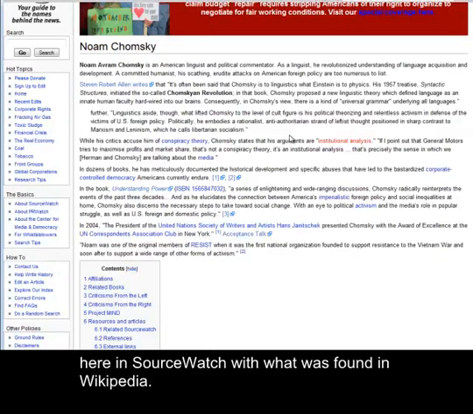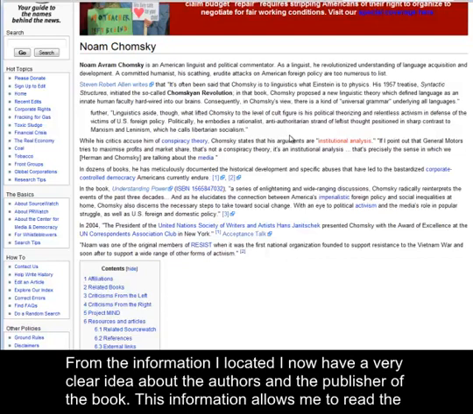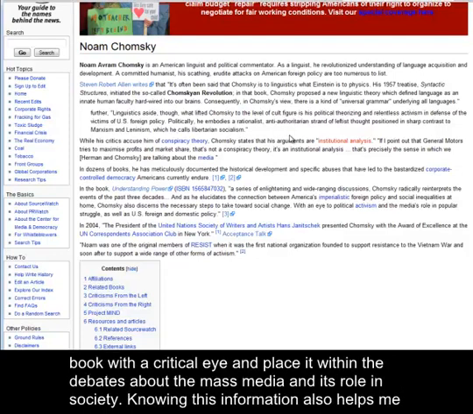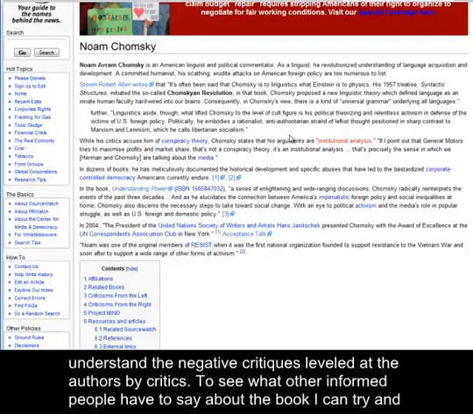From the information I located, I now have a very clear idea about the authors and the publishers of the book. This information allows me to read the book with a critical eye and place it within the debates about the mass media and its role in society. Knowing this information also helps me understand the negative critiques leveled at the authors by critics.